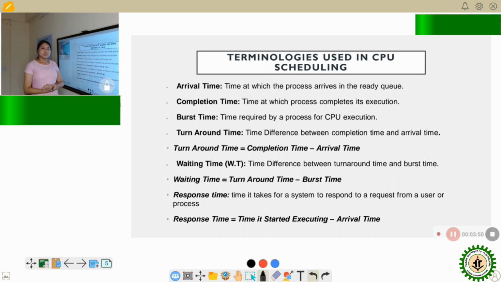Then last is response time. As I have told, it is the time taken to respond to a request from a user process, that is, the time it started its execution minus the arrival time.